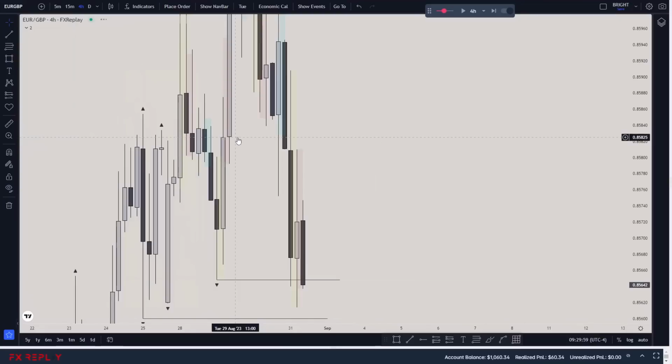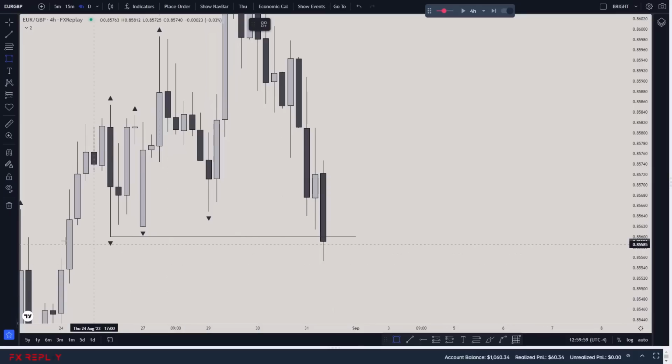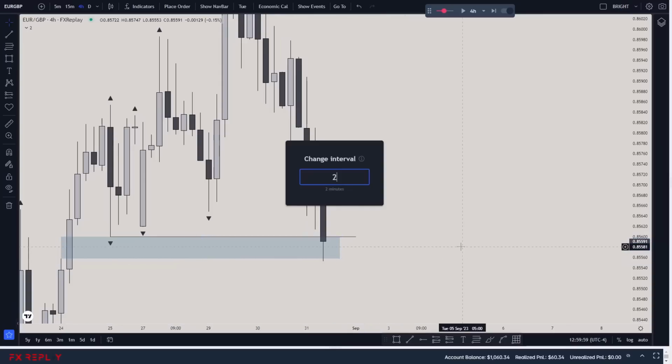So now switching to the 4 hour, let's see what happened here. So this level now no more, and price actually goes lower to this level, and we have a fair value gap here, unfilled part of the fair value gap. So let's go to 15 minutes.